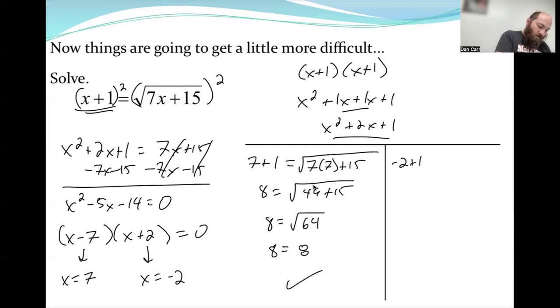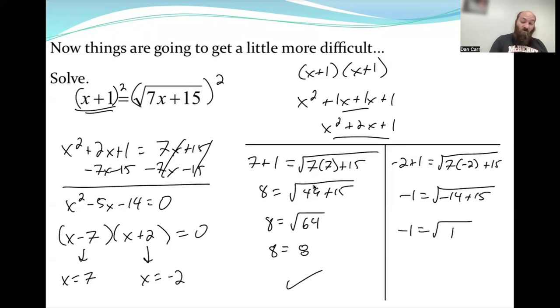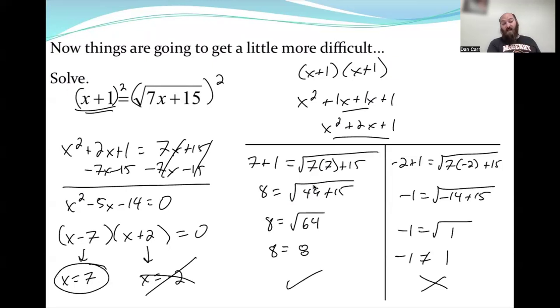For the other side, we got a -2. So -2 plus 1 equals the square root of 7 times -2 plus 15. -2 plus 1 is a -1. This is a -14 plus 15. Does -1 equal the square root of 1? It does not, because -1 does not equal 1 here. So this one is no good, meaning we have an extraneous solution. We can get rid of that one. So we only have one good answer, and that's x equals 7 in this case.